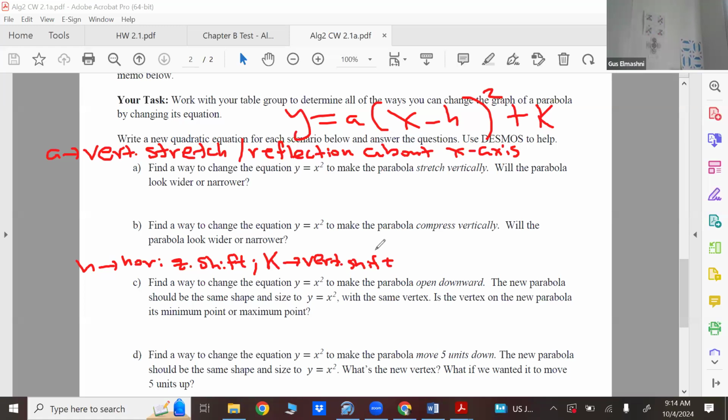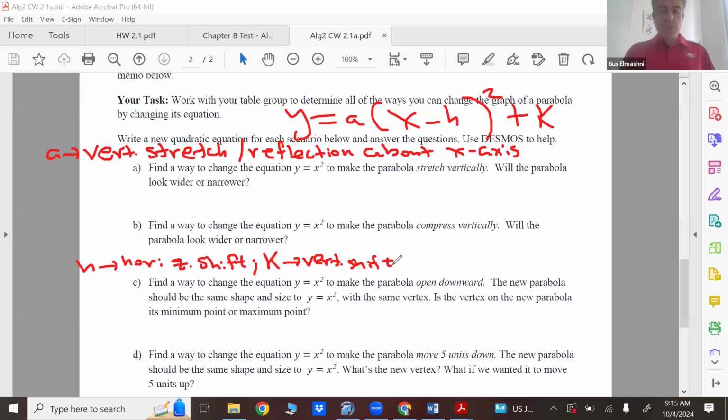A makes the graph skinnier or fatter, or skinnier or wider, whatever adjectives you want to use. And if it's negative, it flips. When I say flips, I mean flips about the x-axis. Reflection is a more proper way of saying it, but if you say flip, I know what you mean.